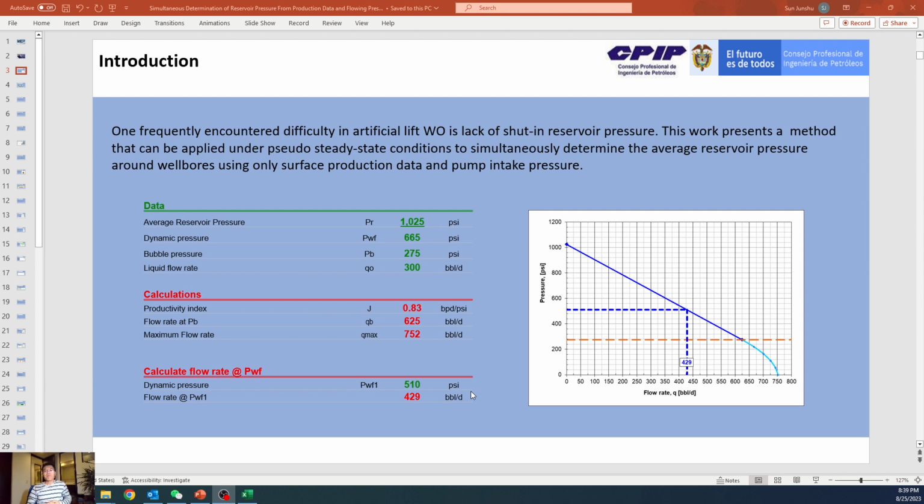Usually, we have experienced one case in our field, that is well 5. At that time, the average pressure was overestimated and the productivity index was much higher than realistic. That caused a loss of money and the ESP had to be redesigned. So calculating the average reservoir pressure correctly is very important.